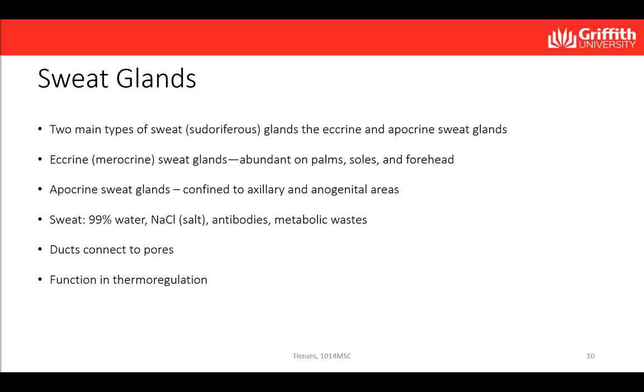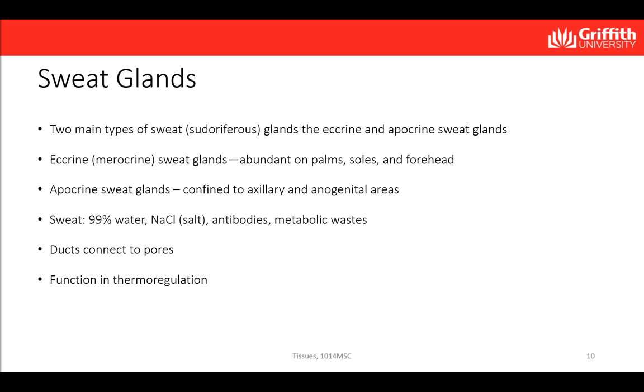Sweat glands, also known as sudoriferous glands, are distributed on the entire skin surface, other than some external parts such as the genitalia and nipples. There are two different kinds of sweat glands in our body, the eccrine and apocrine sweat glands. Eccrine glands, also called merocrine glands, are particularly abundant on the palms, the feet, and also the forehead, whereas apocrine sweat glands can be found in the axillary and anogenital areas.